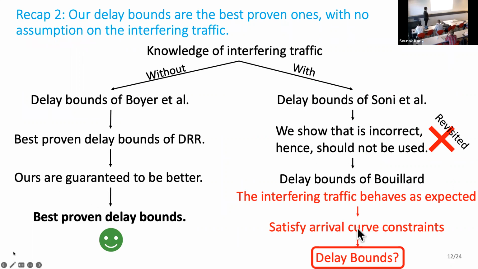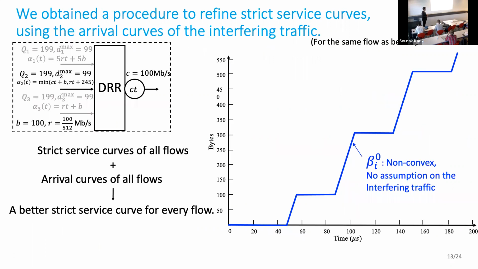Now let's go through the other problem, where the interfering traffic behaves as expected and specifically satisfies some arrival curve constraint. For such cases, we obtain a procedure, a mapping, to refine a strict service curve using the arrival curves of the interfering traffic.